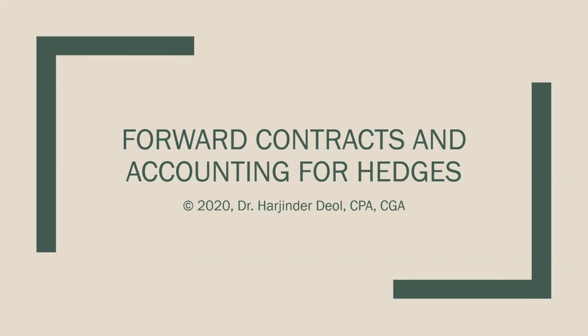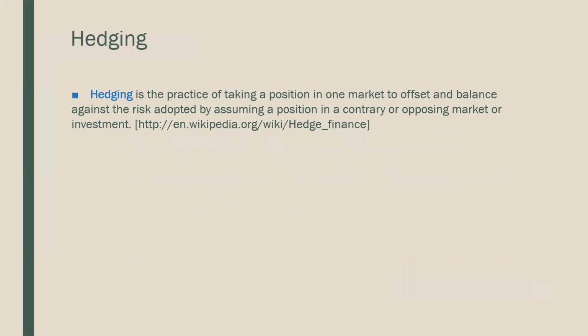So first of all, what do we mean by hedging? Hedging is the practice of taking a position in one market to offset and balance against the risk adopted by assuming a position in a contrary or opposing market or investment. This is the definition taken from the Wikipedia page on hedge finance.